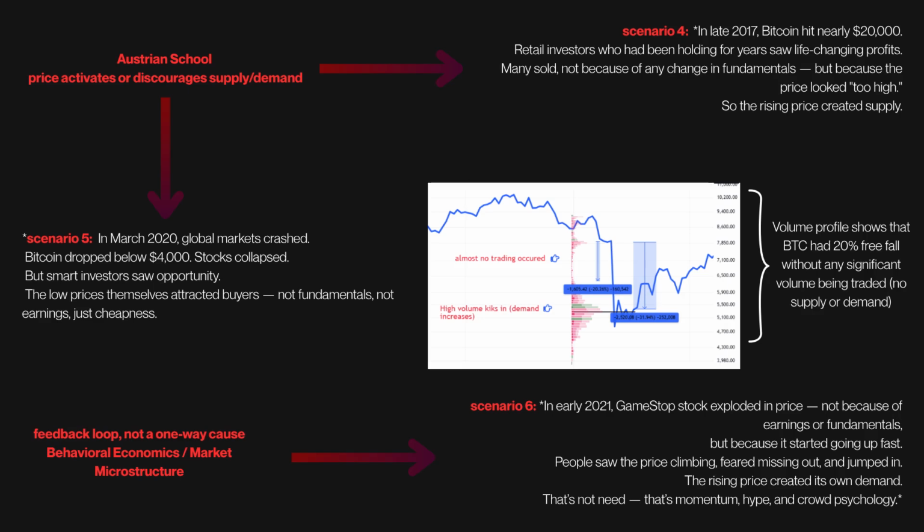Back to scenario 5. How do we actually know that price dropped first and that the drop itself triggered demand? We can see it in the volume profile. During the initial sell-off, there was very little volume traded. Price moved, but not because there was overwhelming supply. It moved because the bid and ask mechanism was activated by aggressive sellers in thin liquidity. Stop losses were triggered, orders got cleared, but there were no strong buyers yet. Only after the price dropped low enough did opportunistic participants begin to step in.